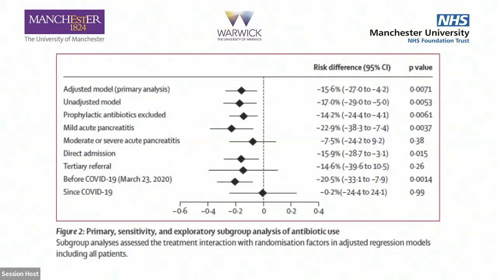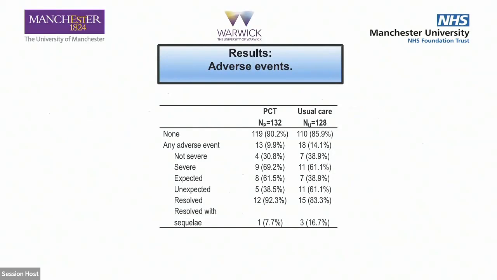This forest plot allows a little bit of exploration of the subsidiary points, and you can see that there's no difference between mild and severe disease. The intervention arm was still significant there, and similar between patients who were primary admissions and tertiary transfers.